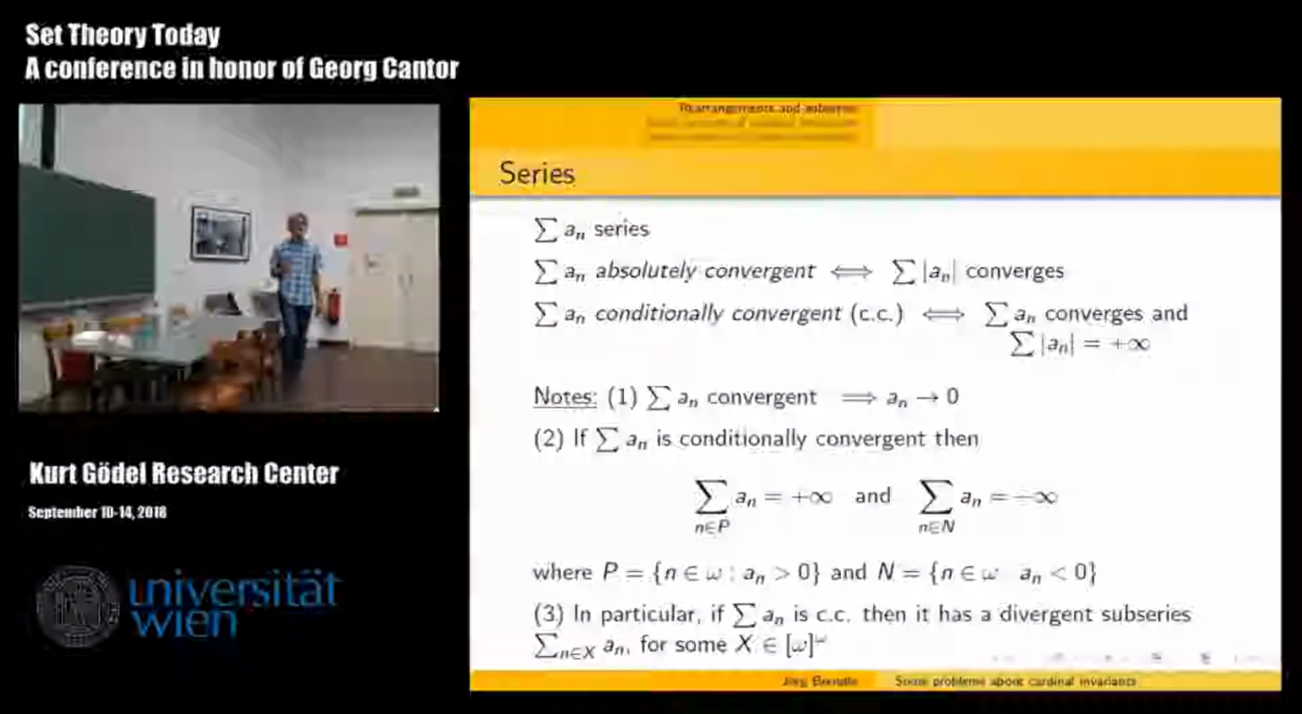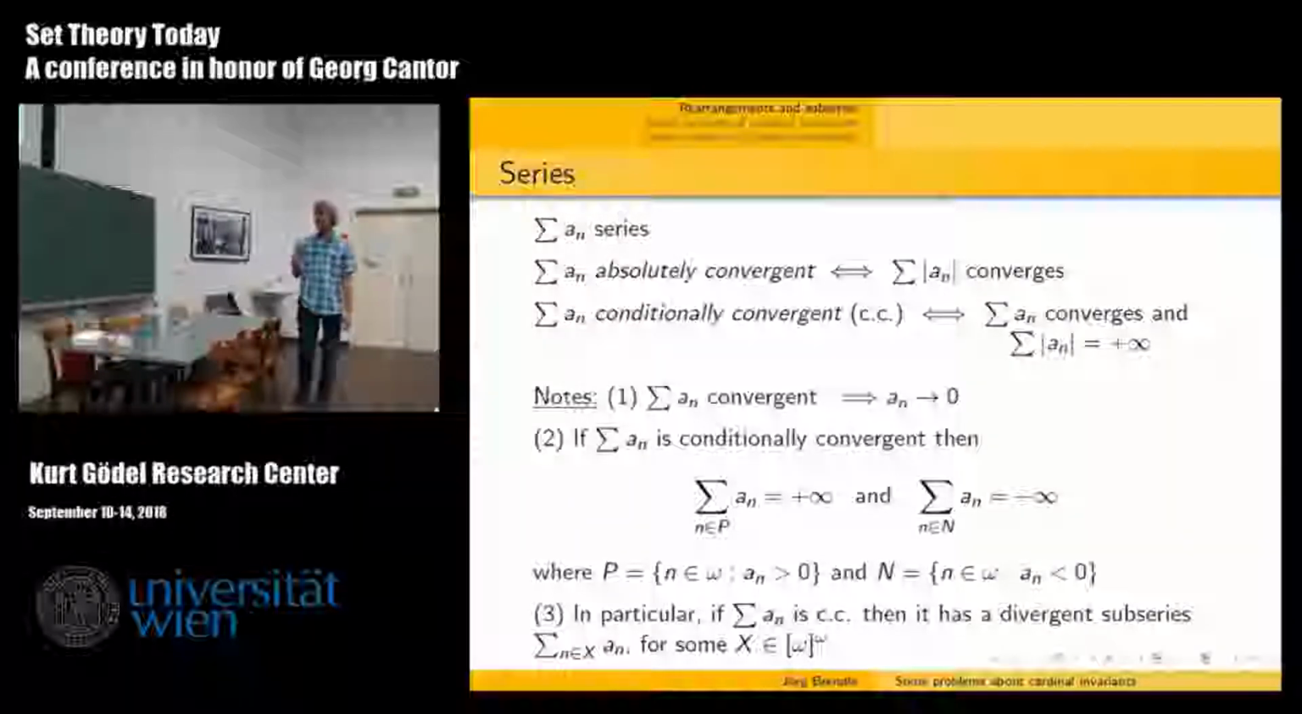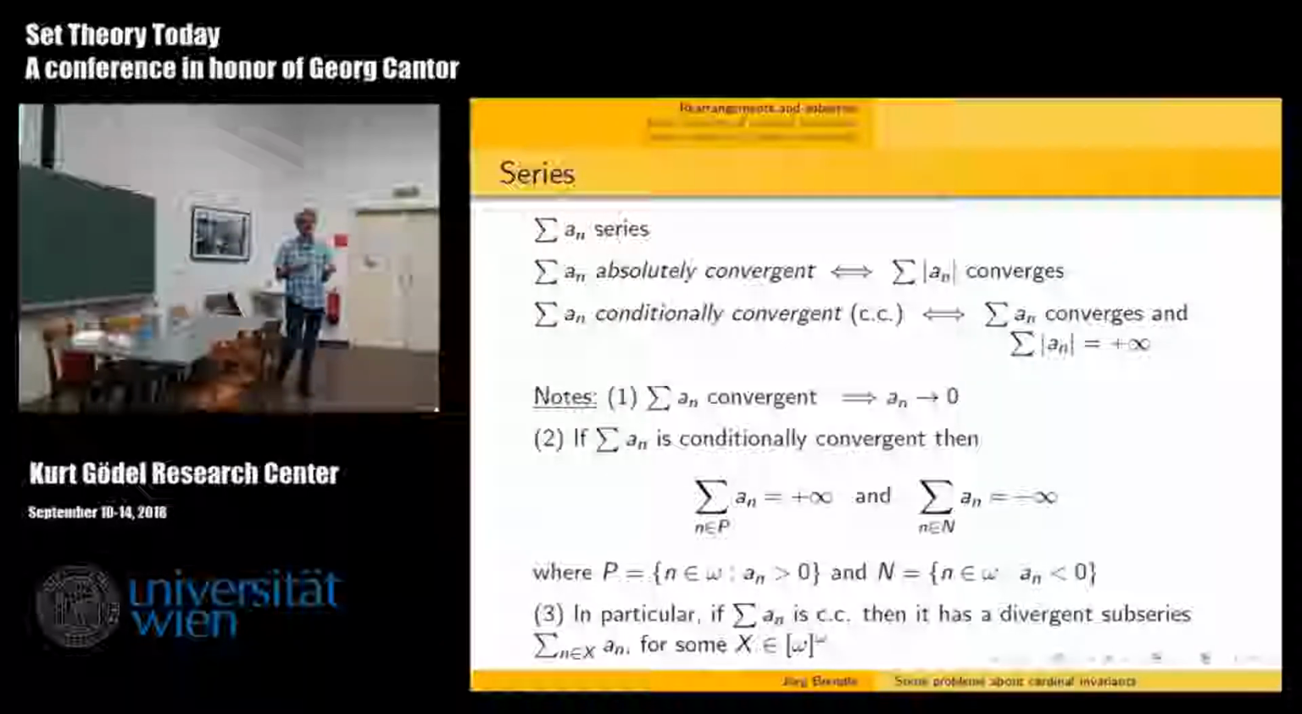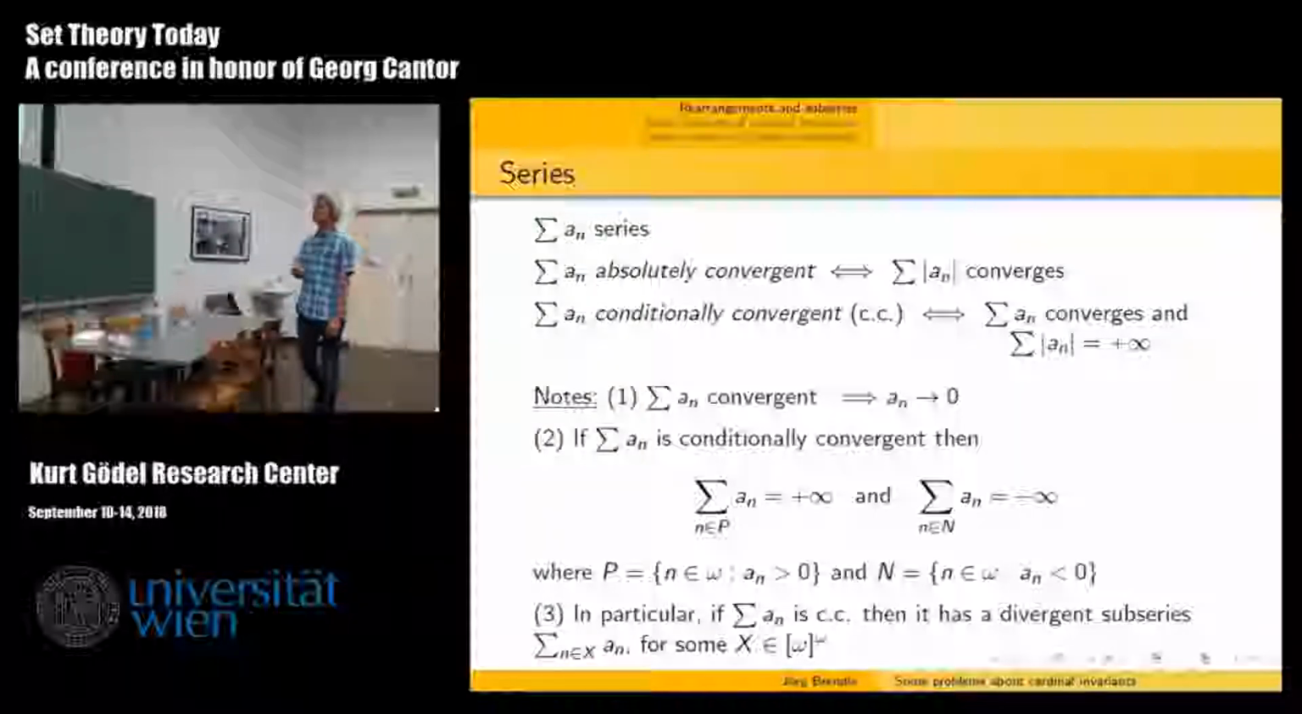In particular, and that's what I will use later, this is an immediate consequence of this fact. If you have a conditionally convergent series, then it has a divergent subseries. You can make many divergent subseries. Of course, you can just take the divergent subseries of the positive terms or the negative terms. But there are many other divergent subseries. There are also divergent subseries which do not diverge to plus or minus infinity, but which diverge by oscillation. I mean, there are many options.